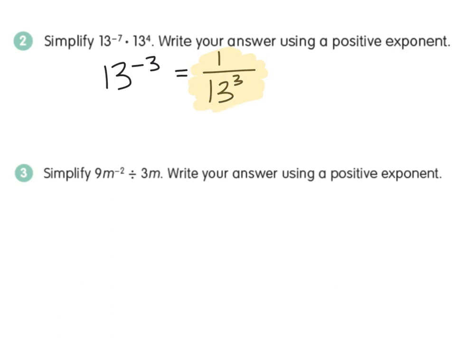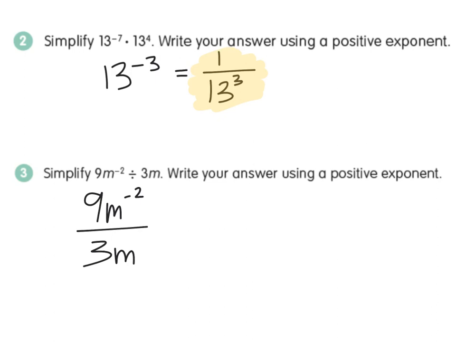All right, here's the next one. We have simplify 9m to the power of negative 2 divided by 3m. I'm going to start by rewriting this in kind of a fraction form.